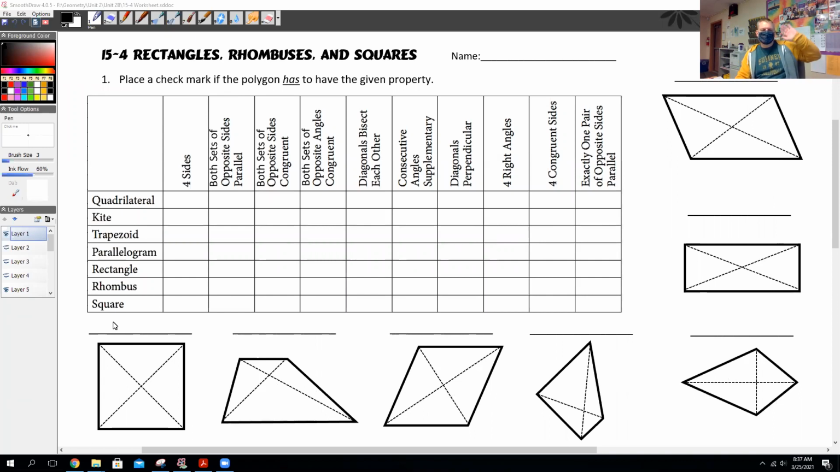Who thinks they know what the first one is? What do you think? Yeah, it's a square, right? It's hard because not all the angles and sides are shown, but this is indeed, here, let's do this in a different color so it's easier to see. So this is indeed a square, this one here, okay?